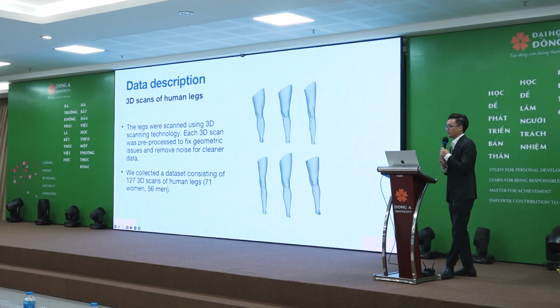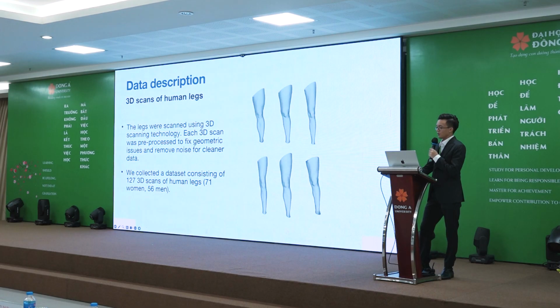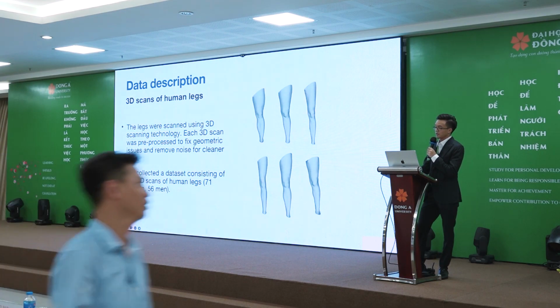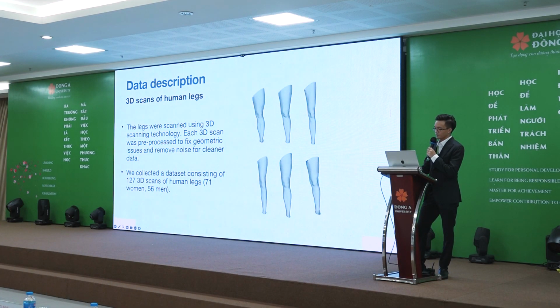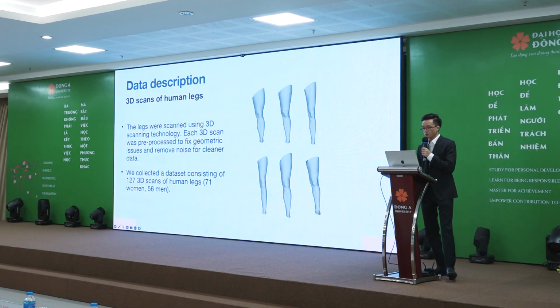In this slide, I will talk about the data, what it is and how it was collected. The legs were scanned using 3D scanning technology. Each scan was preprocessed to fix geometric issues and remove noise for cleaner data. The dataset consists of 127 3D scans of human legs, with 71 scans for women and 56 for men.